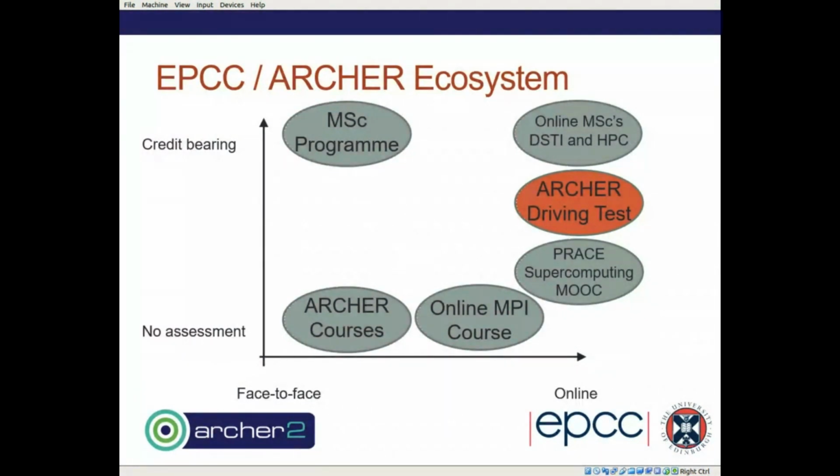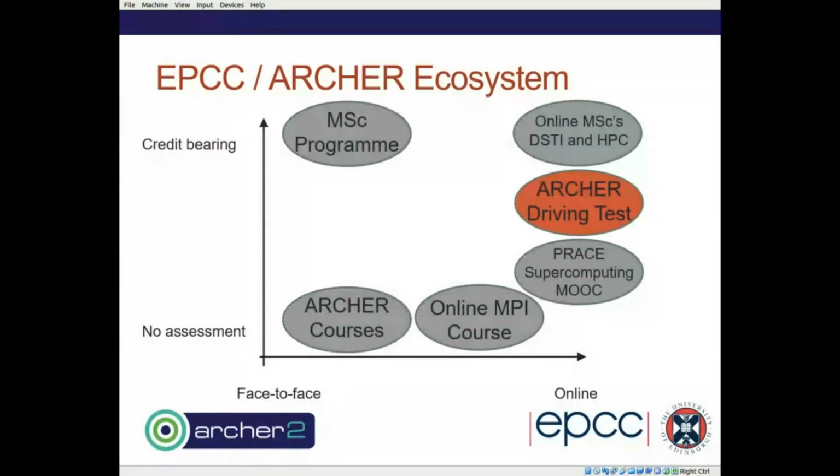I'm jumping a bit here, and I want to talk about the Archer driving test, which is fully online and a bit credit bearing. I don't know if people know, but we wanted to break this vicious circle: to get onto a machine like Archer, you have to prove you can use it. To get substantial allocation on Archer, you have to prove you can use it. But how can you prove you can use it if you can't get on? So we wanted a low barrier to entry mechanism where people could just get on and get a certain amount of time. So they have to sit a test called the driving test.